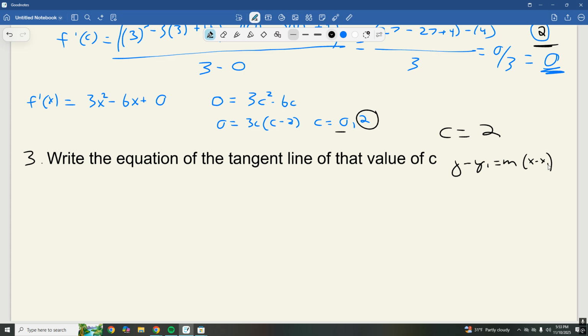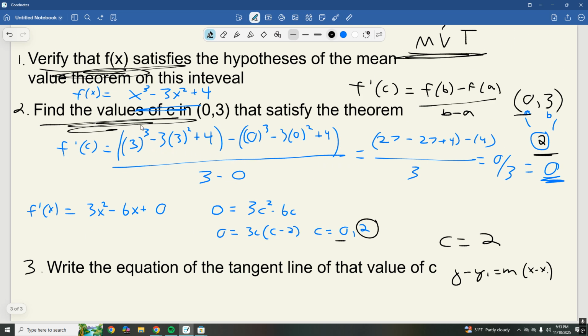X minus x1. All right, so here we go. Now to find our things here, we need to take our original equation. And our slope, m, is what we count. Another way to make this formula is m equals the derivative of c. So what we have there is actually 0, which is a little bit complicated. But anyway, and then we use this as our y1.